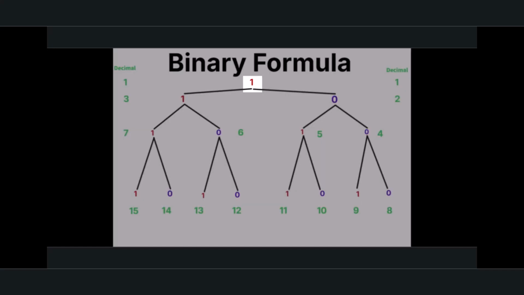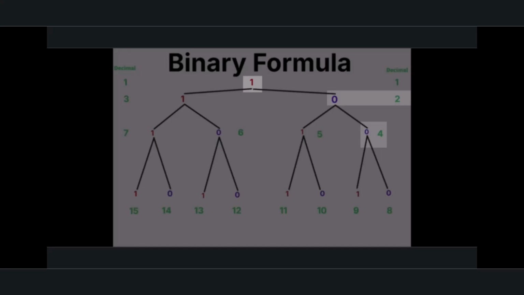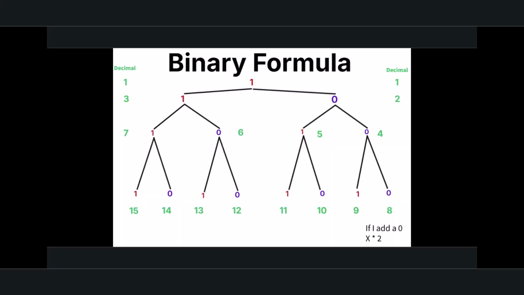So if I start with 1 and I add a 0, I get 2, which is double the 1. If I have 1, 0, and add a 0, I get 4, which is double the 2. If I have 1, 0, 0, which is 4, and add a 0, I get 8, which is double the 4. So my formula is, if I add a 0 to any binary number, the new number I create is whatever the binary number was, which we'll call x, multiplied by 2. In other words, doubled every time I add a 0 to it.